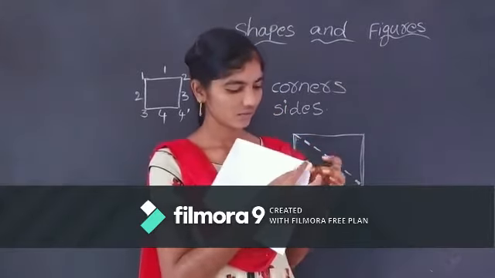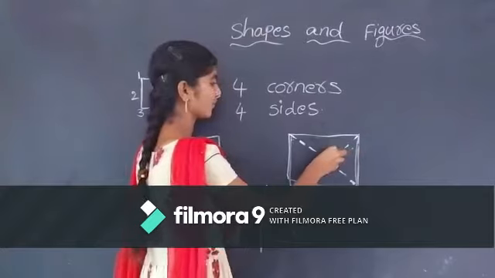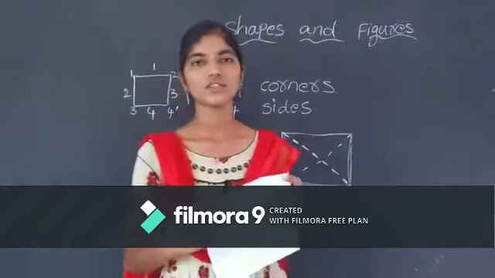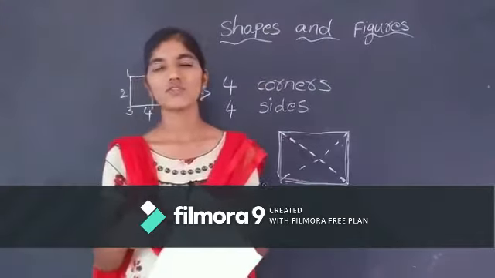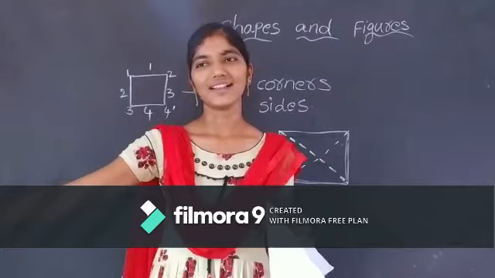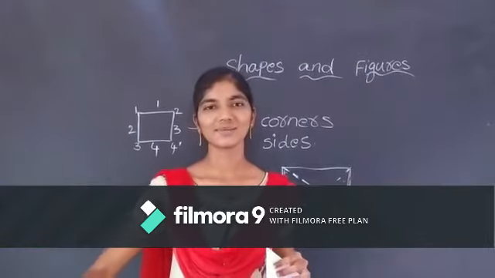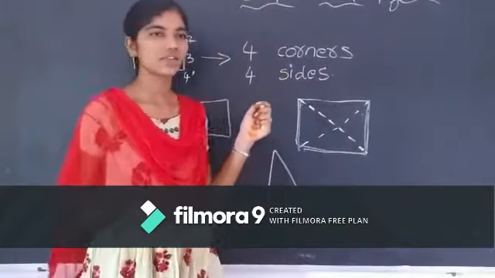Okay. Diagonals are also equal. Okay, students. These are the properties of square.